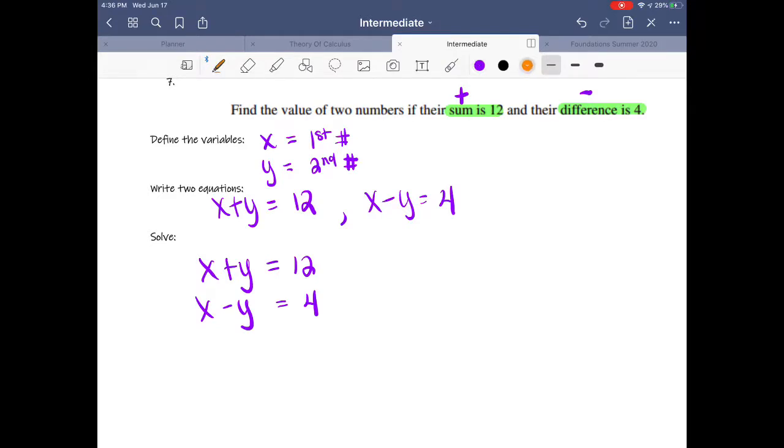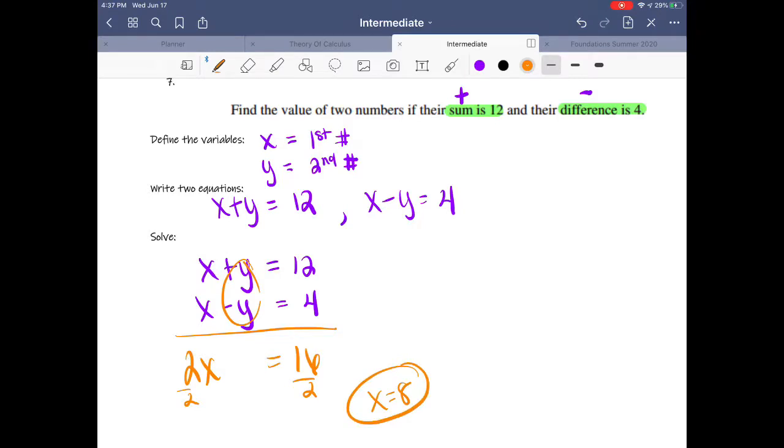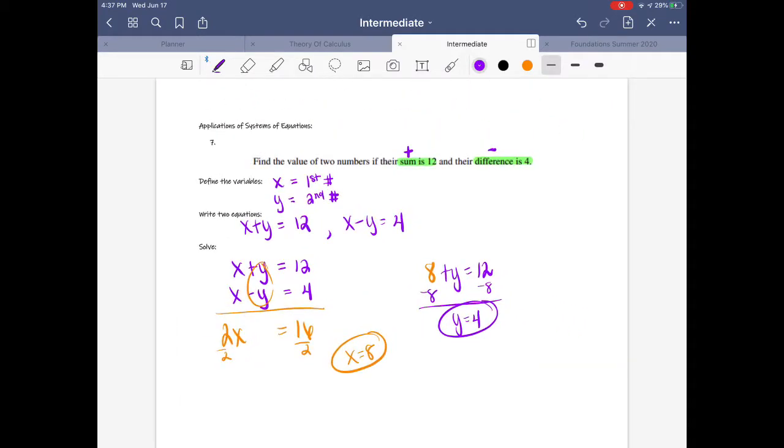I am going to use elimination because I have a positive y and a negative y. So we get 2x equals 16, divided by 2, x is 8. So I have my first number. Now I need to find my second number, and we get 4. So the two numbers are 8 and 4.